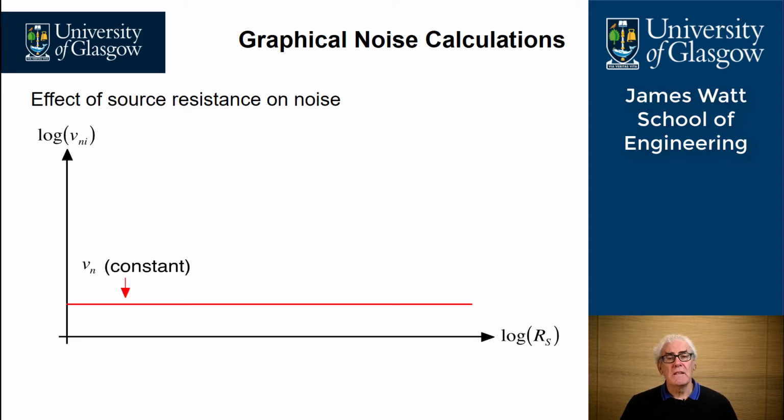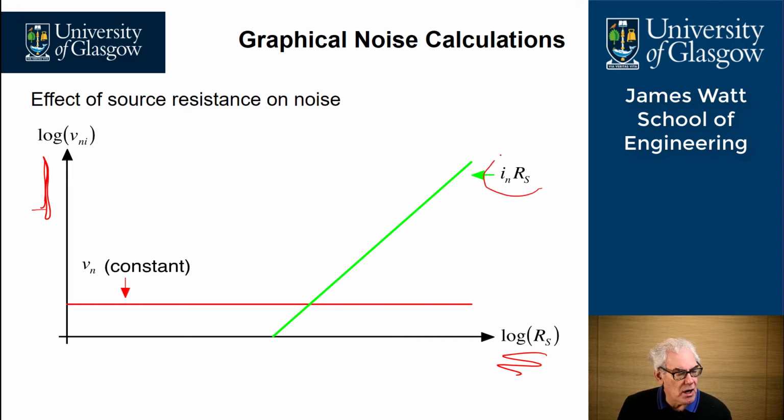So first of all, let's look at our amplifier again, and here we have a noise voltage Vn from the amplifier, and we're going to assume that it is flat and constant across all frequencies that are of interest within the amplifier. And we're plotting here the log of the noise voltage on the vertical scale and the log of the source resistance along the horizontal scale.